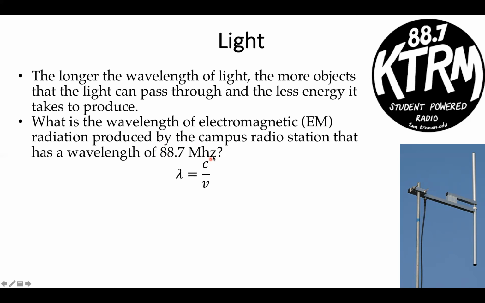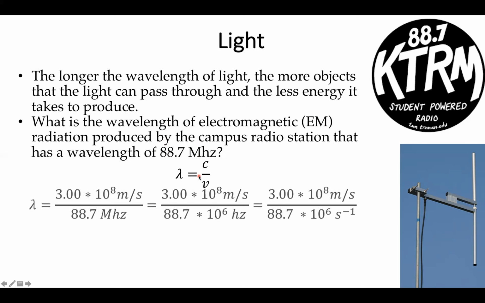In order to do this, we can use our equation and plug in our speed of light and megahertz. Well, what the heck is a megahertz? It's a mega, so this is 10 to the 6 hertz, which is the same as per second. So we can go ahead and do our conversion of megahertz: 88.7 times 10 to the 6 impacts per second. Relate that to the speed of light, plug it in, and it turns out that we have a wavelength of about 3.38 meters.